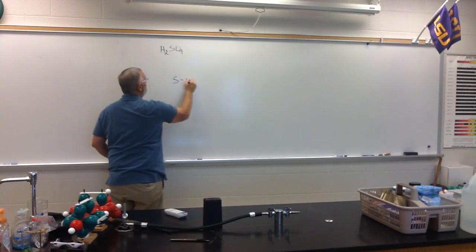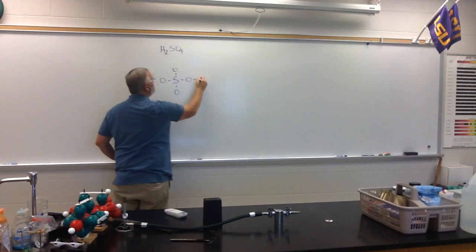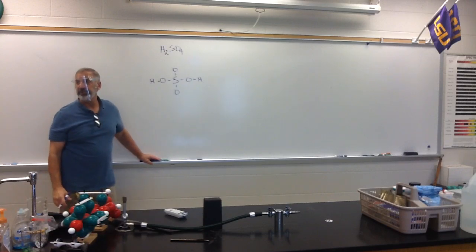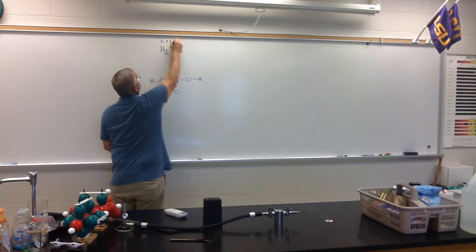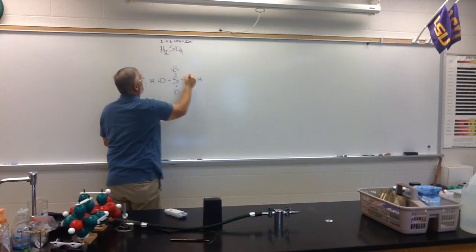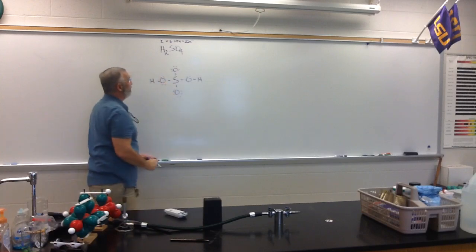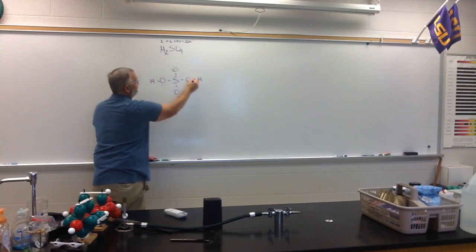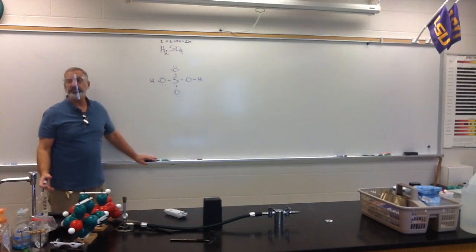I do sulfur, oxygen, oxygen, oxygen, oxygen. Hydrogen, again, is going to be on the oxygen. Pick any 2. It doesn't matter what 2 oxygens you pick. You put the hydrogens on. Then we go through and we count. We have 2 plus 6 plus 24 equals 32 electrons. 2, 4, 6, 8, 10, 12, 14, 16, 18, 20, 22, 24, 26, 28, 30, 32. Everything's got 8. It looks great.